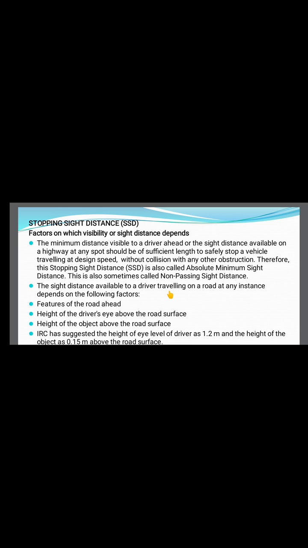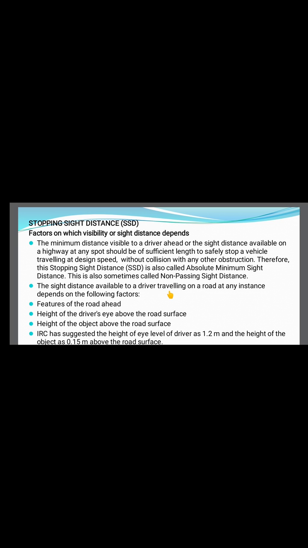Whenever the brakes are going to be applied, whenever you want to stop the vehicle, you need to apply the brakes some distance before, isn't it? So that the vehicle is going to be stopped at that point. That is called stopping sight distance. It means the minimum distance visible to the driver ahead, or the sight distance available on a highway at any spot, should be a sufficient length to stop the vehicle safely.